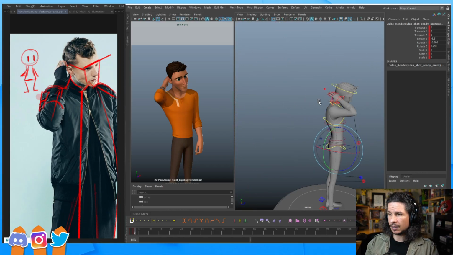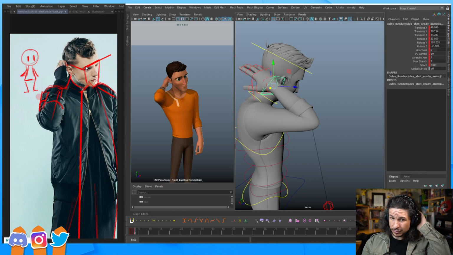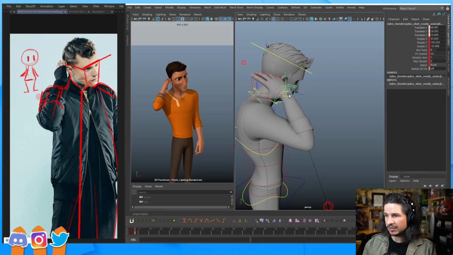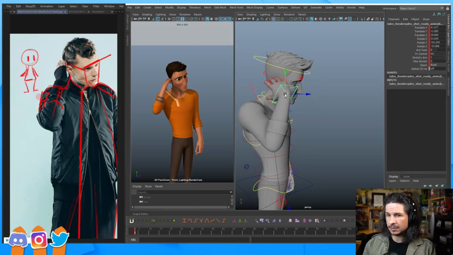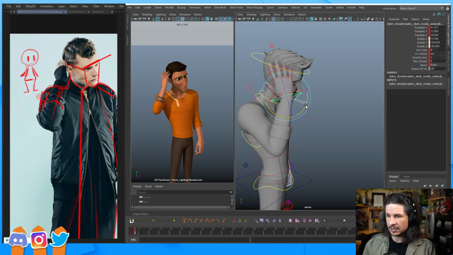So let's take this here. First of all, with this hand, I'm going to look at where he's touching. He's right behind his ear. So I'm definitely way too far back here. Bring that forward, and already that's getting that hand in line there. And let's get the wrist in line.